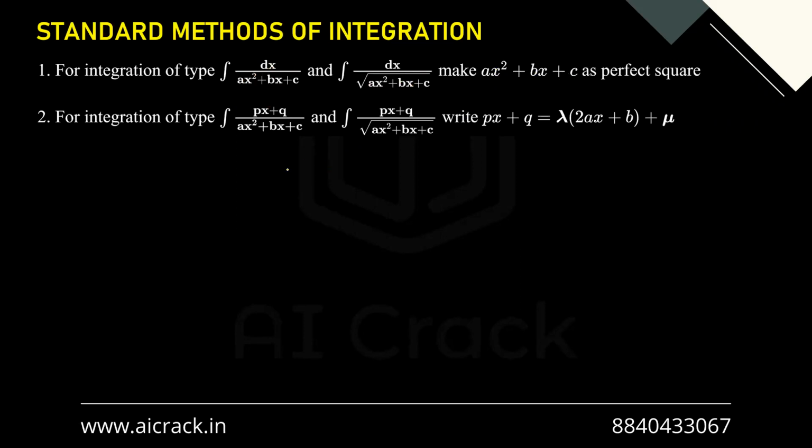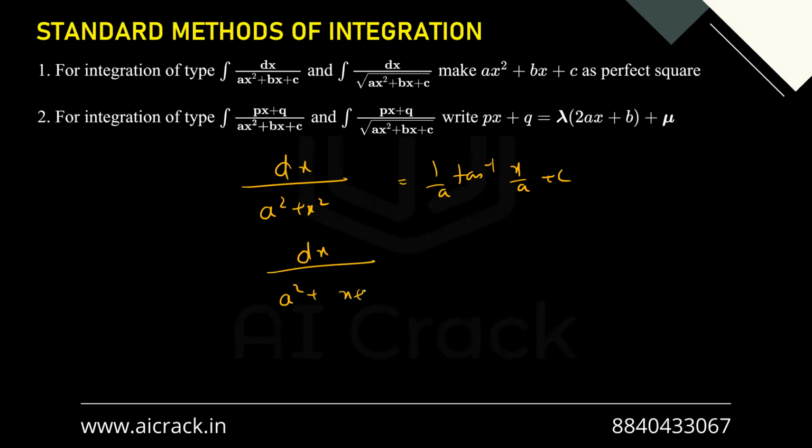For example, dx divided by a square plus x square. We all know that this is nothing but 1 by a tan inverse x by a plus c. Let's say we have dx divided by a square plus x plus 2 whole square. In that case, our answer will slightly modify. That would be tan inverse of x plus 2 divided by a, plus c. So this is how our answer would be for this particular case.